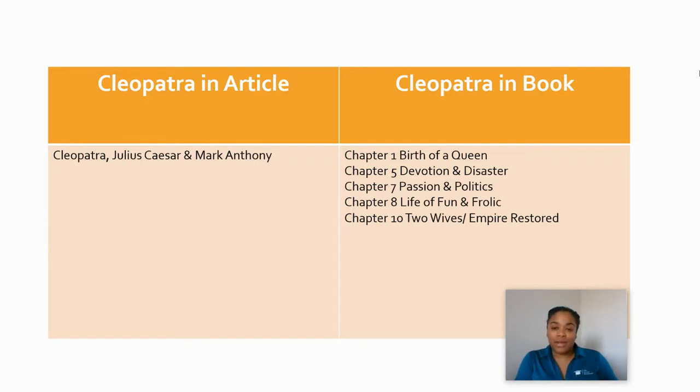I have Chapter 1, Birth of a Queen. Chapter 5, Devotion and Disaster. Chapter 7, Passion and Politics. Chapter 8, Life of Fun and Frolic. And Chapter 10, Two Wives and the Empire Restored. At this time, scholars, I want you to just pick one.